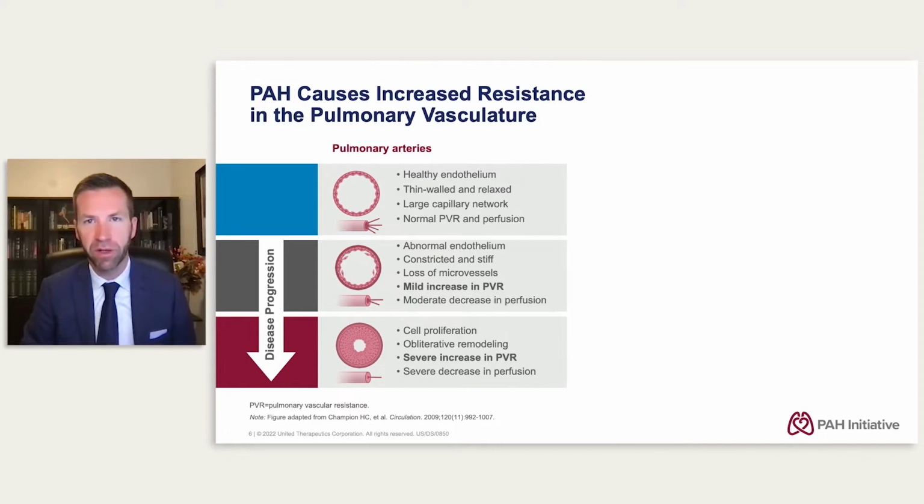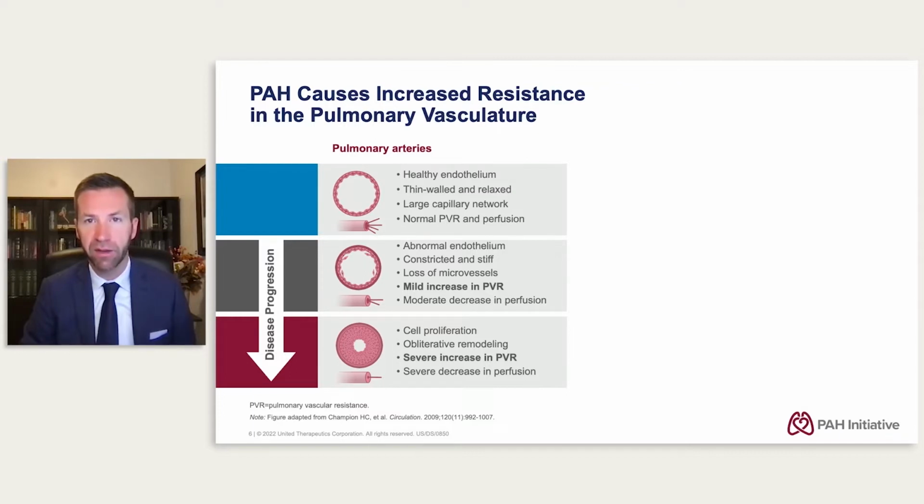Then, as pulmonary arterial hypertension evolves and progresses, the endothelium becomes abnormal, the walls become constricted and stiff. You actually lose some vessels, so you lose microvasculature, which results in an increase in pulmonary vascular resistance and contributes to a moderate decrease in perfusion in the pulmonary vascular bed.